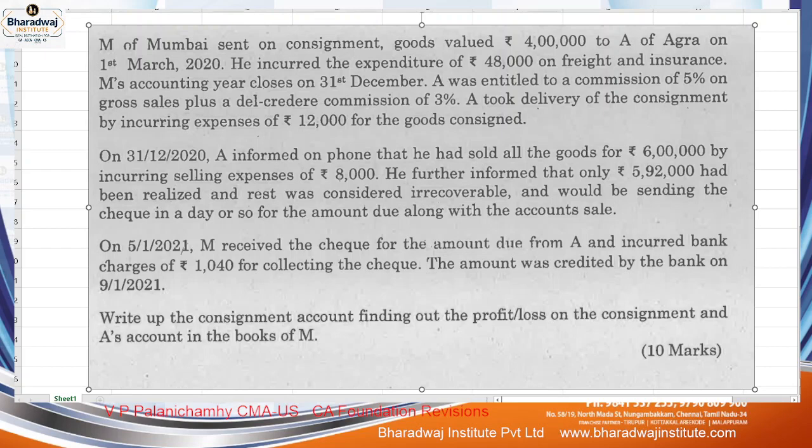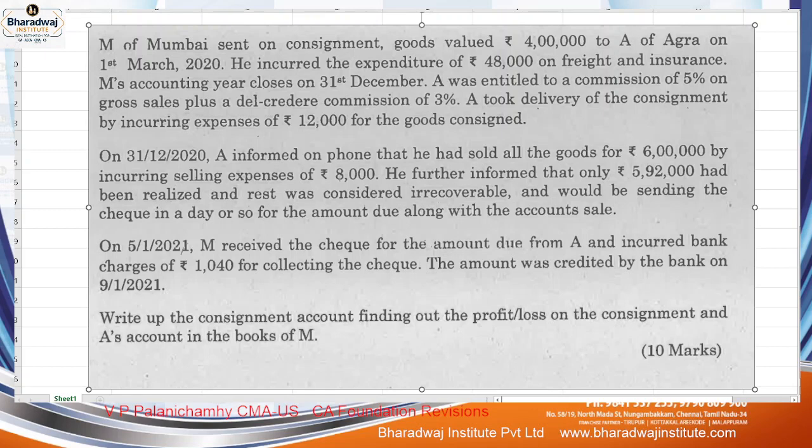M of Mumbai sent on consignment goods worth 4 lakhs to A of Agra on 1st March 2020. He incurred expenses of 48,000 for freight and insurance. M's accounting year ends on 31st December. He has agreed a commission of 5% on sales plus del credere commission of 3%. So simple. When del credere commission is paid, who will bear the bad debt loss? The consignee will bear the bad debt loss.